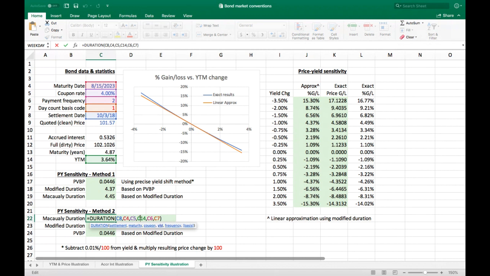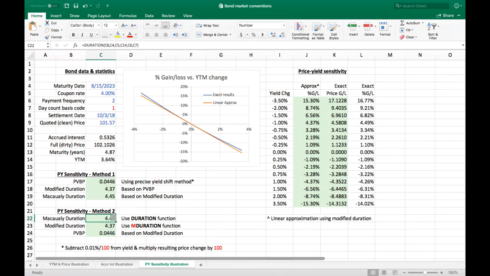And so here we would just use the duration function: settlement date, maturity date, coupon rate, the yield, and the frequency, and the basis. So those are the parameters. And it returns the Macaulay duration of 4.45. And you note that's the same as we got there.